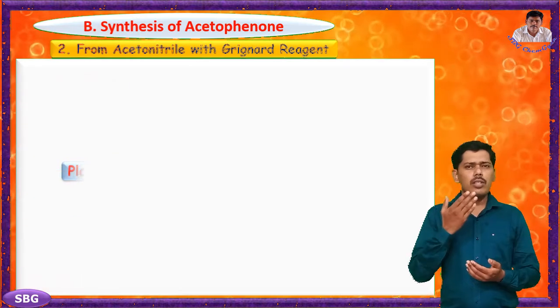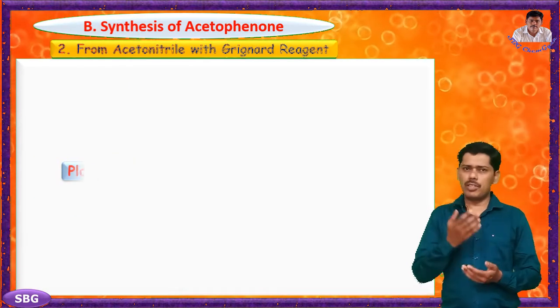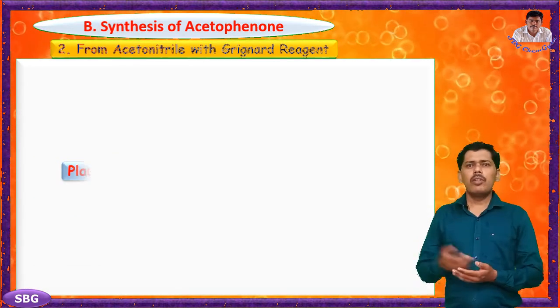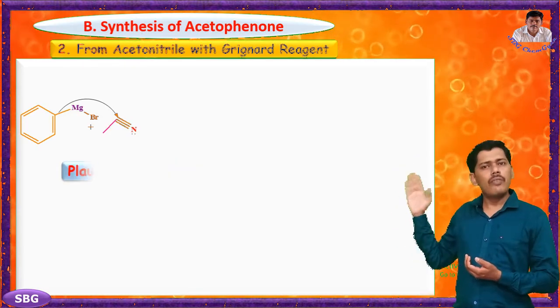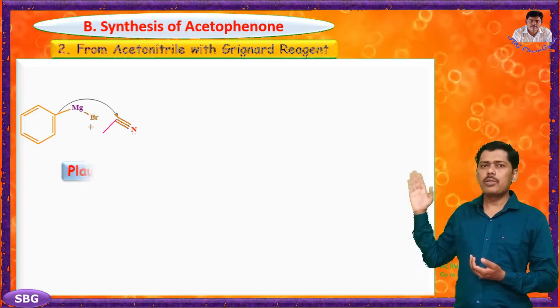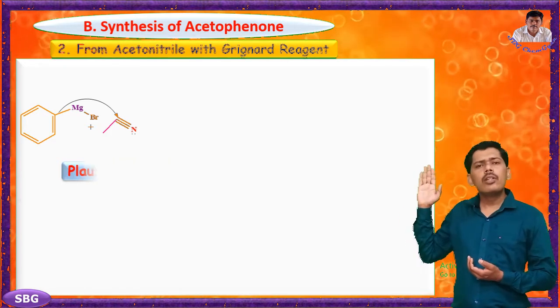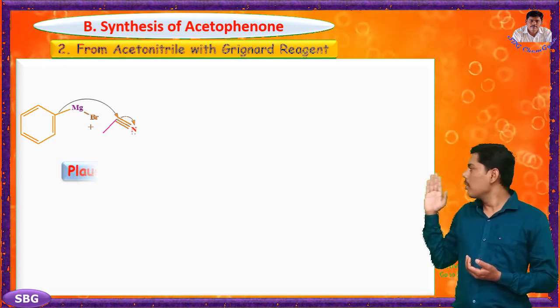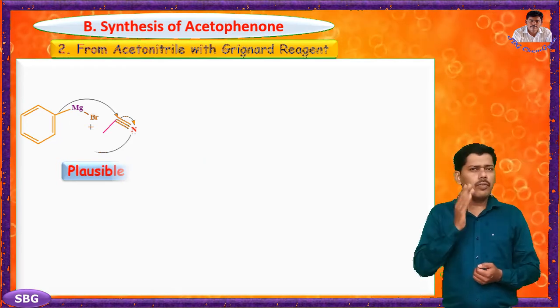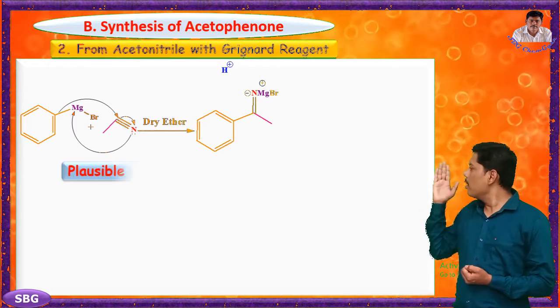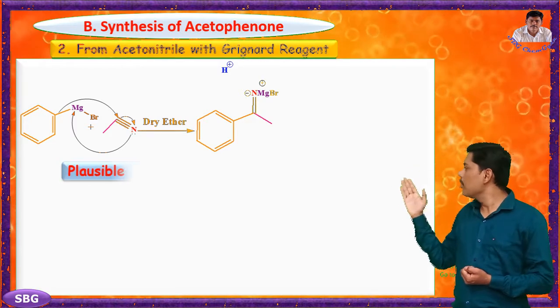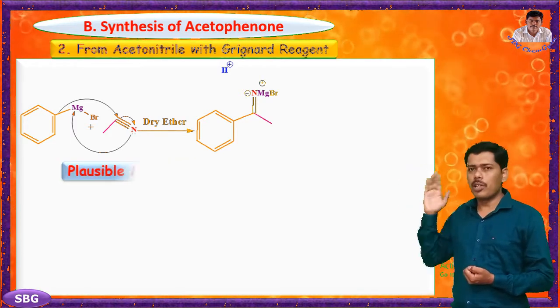Now we can see the probable reaction mechanism of this reaction. In the first step, the nucleophilic carbon in the organometallic reagent, that is phenyl magnesium bromide, adds to the electrophilic carbon in the polar nitrile group. Electrons from the cyanide move to the electronegative nitrogen, creating an intermediate imine salt complex.